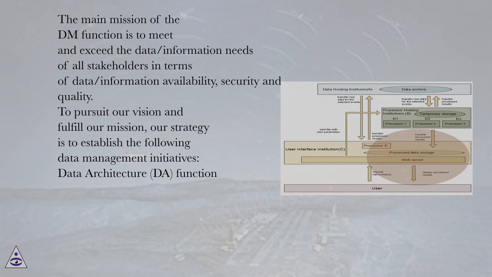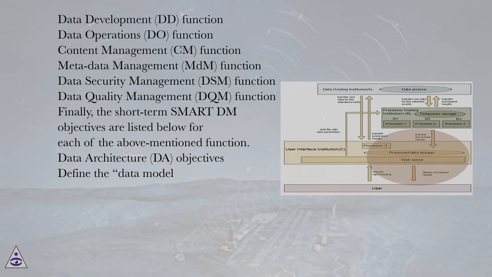The main mission of the DM function is to meet and exceed the data/information needs of all stakeholders in terms of data/information availability, security and quality. To pursue our vision and fulfill our mission, our strategy is to establish the following data management initiatives. Data architecture, DA, function. Data development, DD, function. Data operations, DO, function. Content management, CM, function. Metadata management, MDM, function. Data security management, DSM, function. Data quality management, DQM, function.